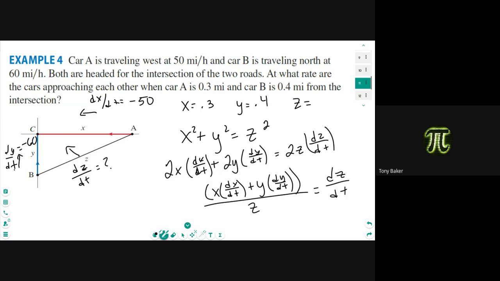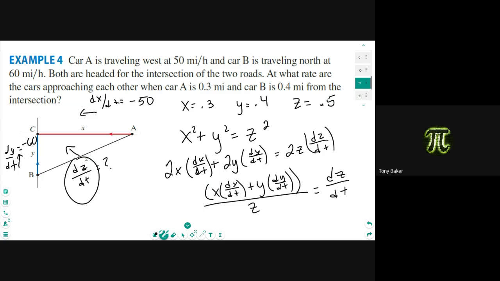So we're looking for how fast they're coming together. So basically, how fast is that line shrinking? So if x is 0.3 and y is 0.4, what's z? 0.5. In high school, they typically use the Pythagorean triples. They're really easy to figure out, so it's always nice to remember those.